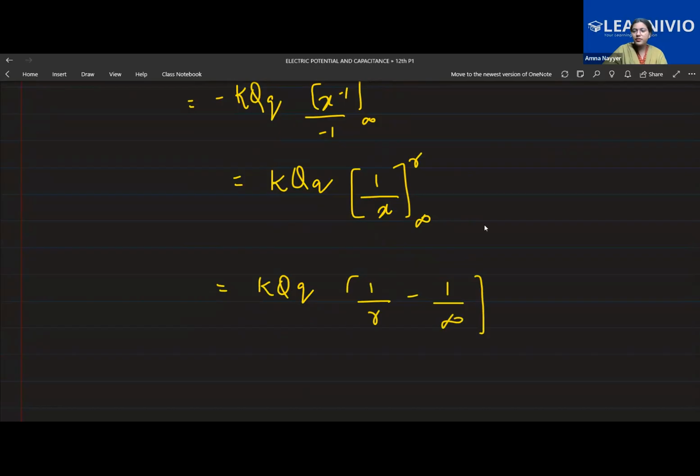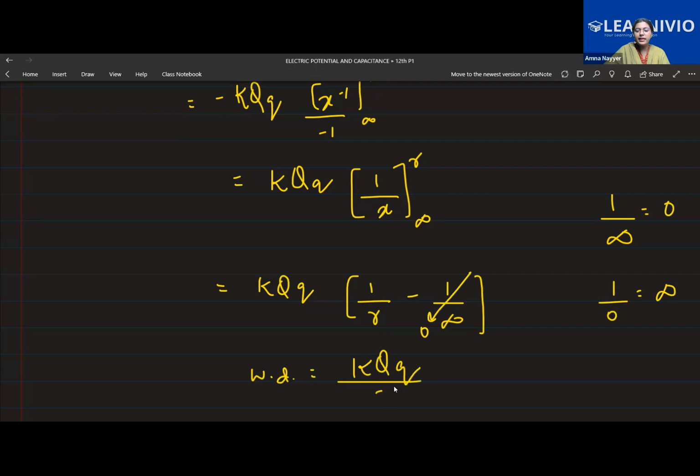What is 1 by infinity? Infinite. Ma'am, not defined. Can neglect it. Now 0, right? It is 0. 1 by infinity is 0 and 1 by 0 is infinity. So here this part becomes 0. So what is the formula of the work done? K capital Q small q divided by R.